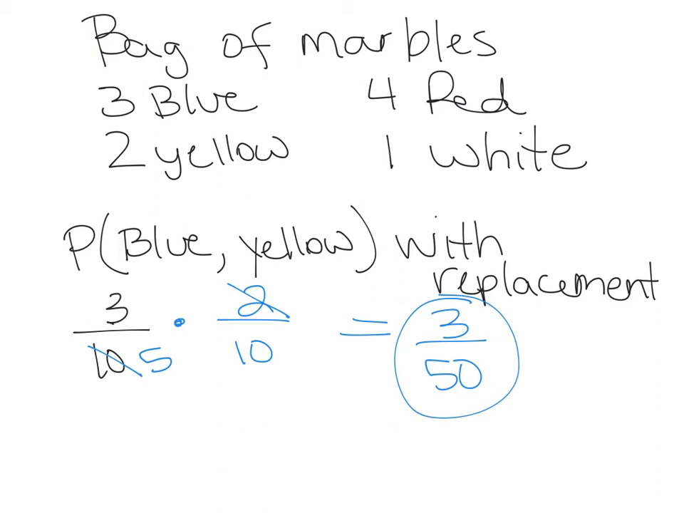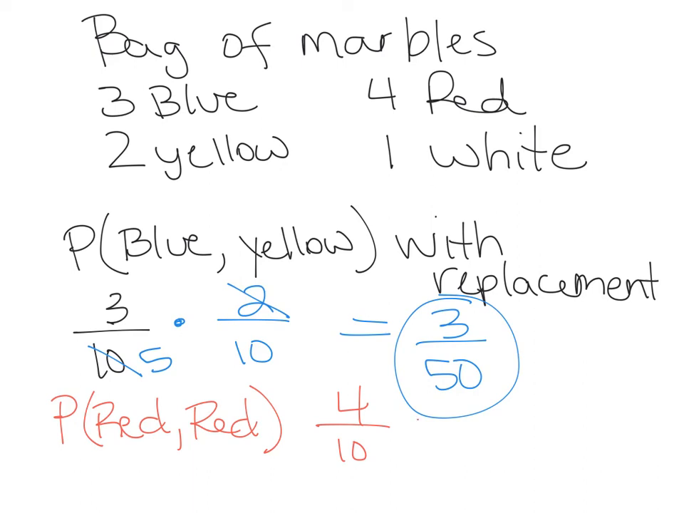Now, we're going to use the same bag, we're just going to change the problem. So now what's the probability of picking out a red marble and a red marble? And again, we're still going to replace that first choice. What's the probability of picking a red one the first time? Well, there's 4 red and there's 10 marbles in the bag, so it's 4/10. That first marble we chose, we put it right back in the bag. So what's the probability of picking a red the second time? It's still 4/10.